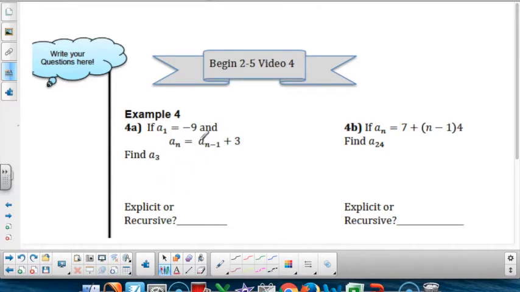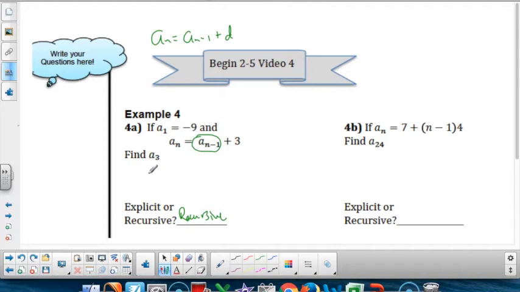What I'm looking for is this a sub n minus 1. If you see that, then you know you're dealing with recursive. Because remember, the recursive formula looked like this: a sub n equals a sub n minus 1 plus d. So all that's been replaced is 3. Also, we gave you that first term. And if you're dealing with recursives, you've got to have a starting point. You've got to have that first term in order to find the next one.